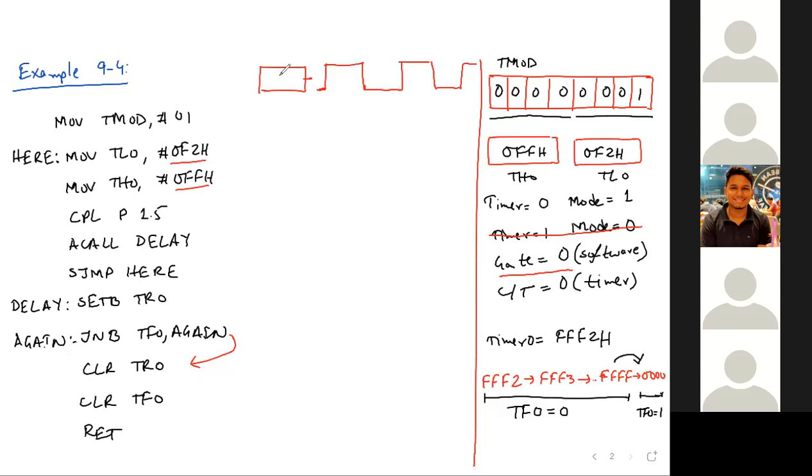Okay, so this was your P1.5. Now let me know. Can you explain again, sir? Which upper and lower pulse, sir?